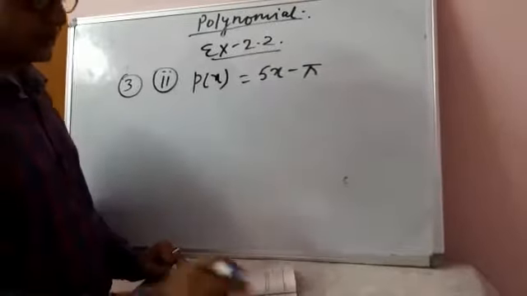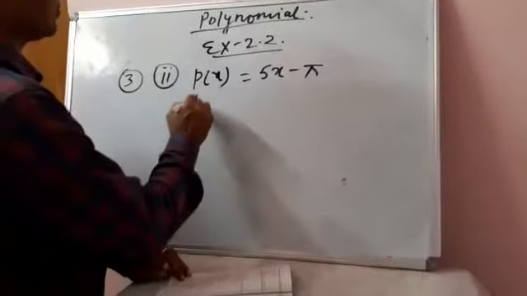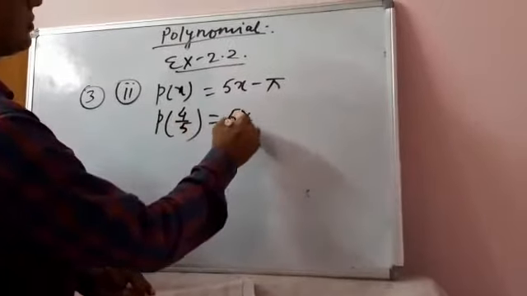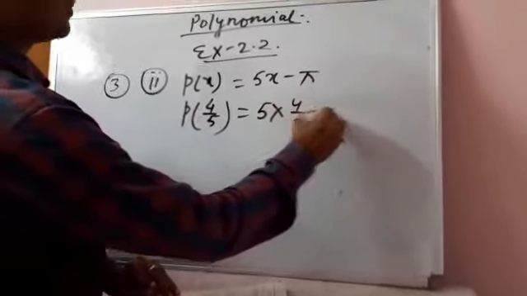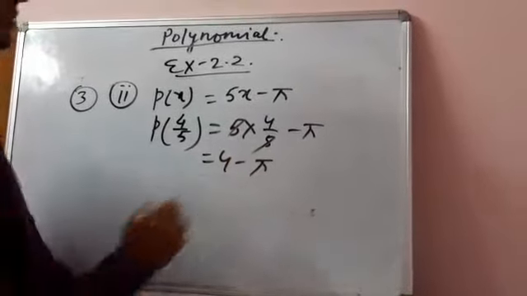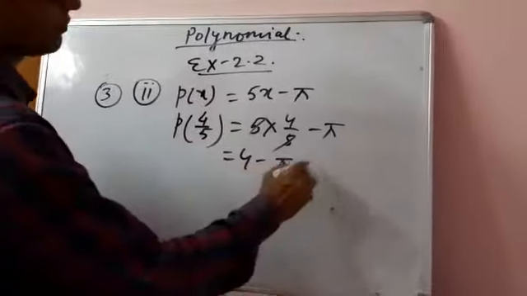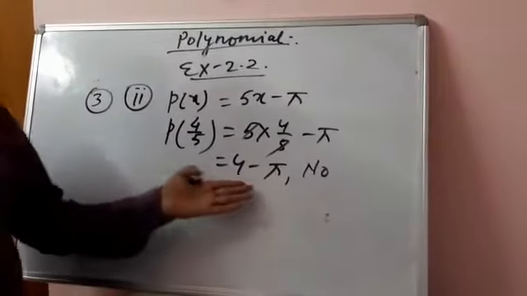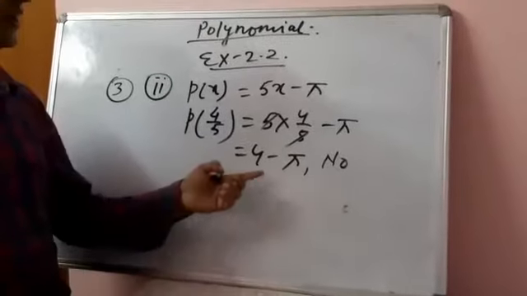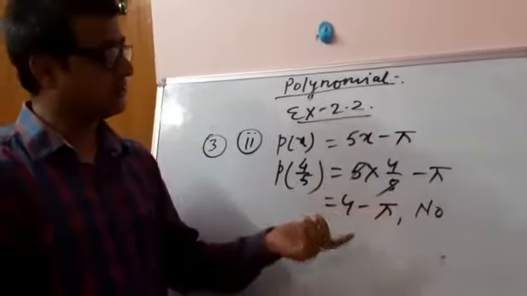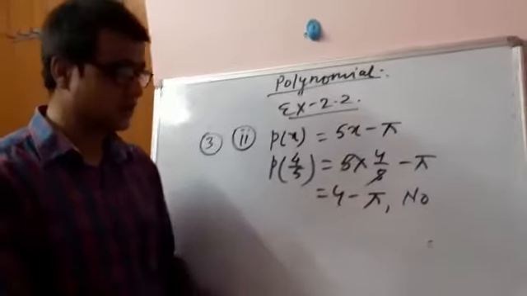So here it is given x is equal to 4 by 5, so we'll write 4 by 5 and put it in: 5 into 4 by 5 minus pi. So this would be cancelled. The answer is coming 4 minus pi. So the answer is no. This is not a zero of the polynomial. Why no? Because 4 minus pi is not 0, and what we are looking for is 0. If 0 comes, then the answer is yes. And apart from 0, if anything else comes, the answer is no.